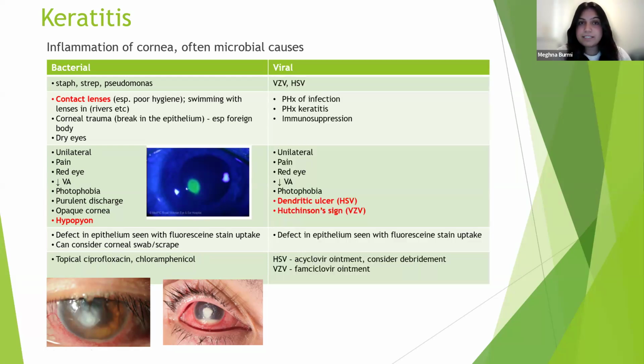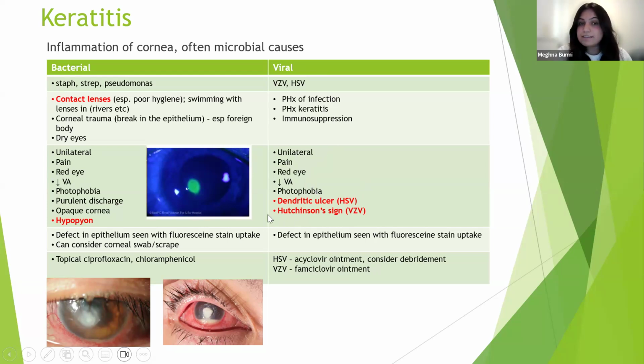Viral keratitis is caused by VZV or HSV commonly. We often see a past history of infection with these viruses or past history of keratitis with these viruses, or we might have immunosuppression that makes you more susceptible to having a viral outburst. Okay, presents similarly with a unilateral painful red eye, reduced visual acuity, photophobia.